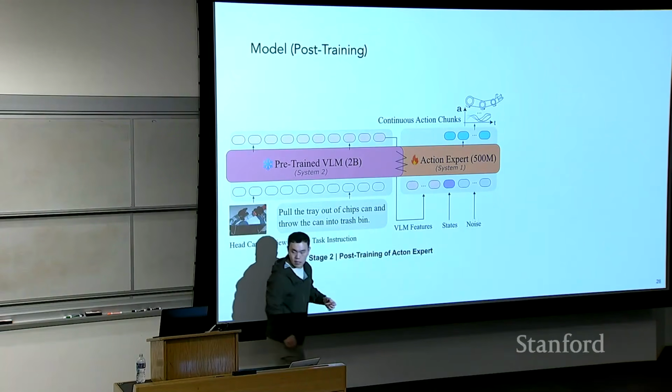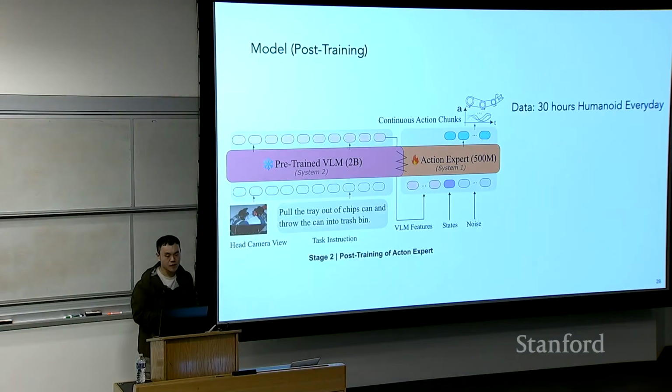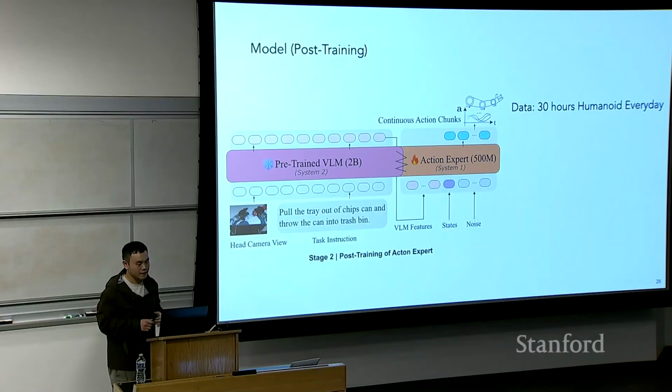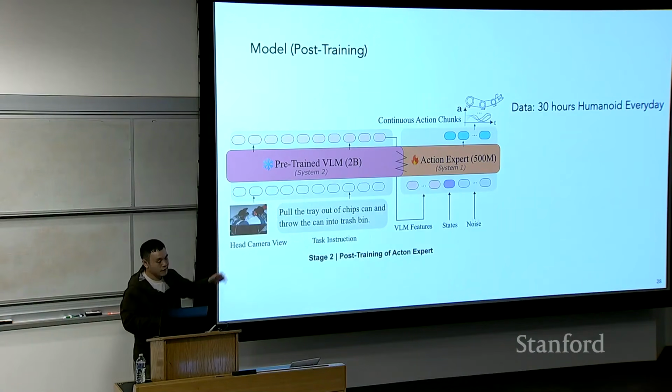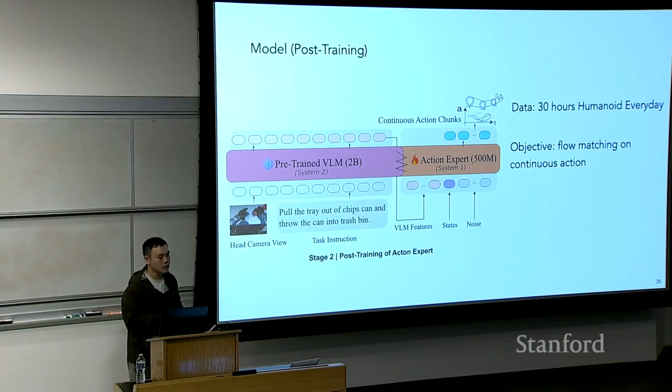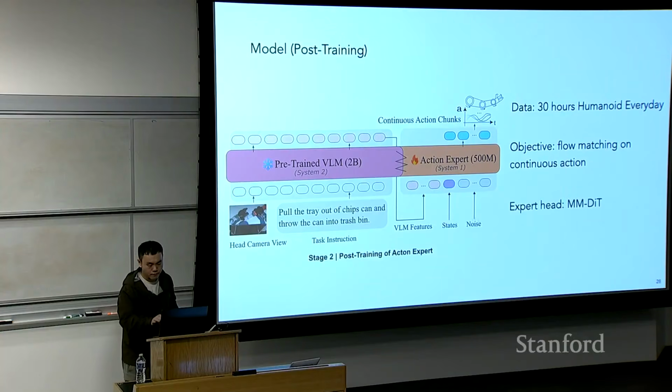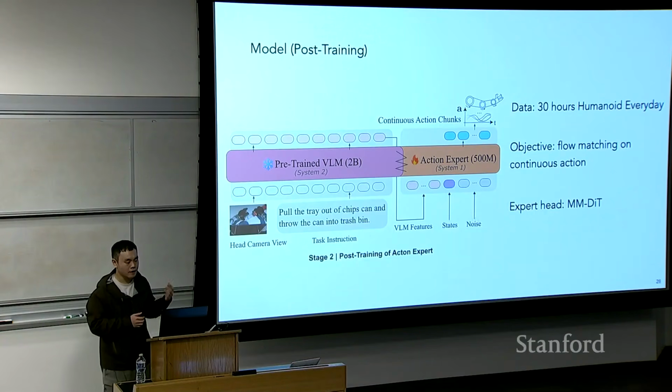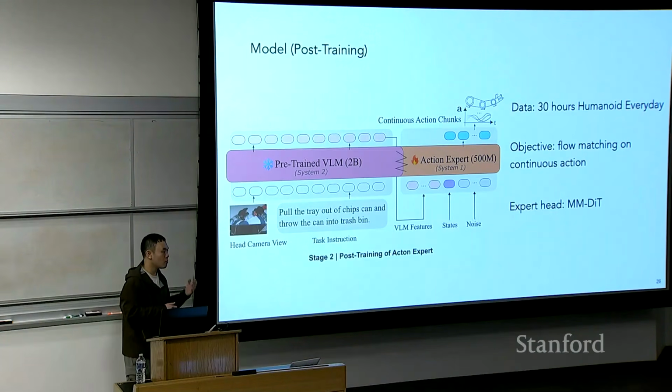And we use 30 hours of the humanoid everyday dataset I discussed in previous slides for this action expert training. The objective is flow matching on continuous actions. And one very important innovation we made in this action expert training is the MMDiT head, or multi-modal DiT head.